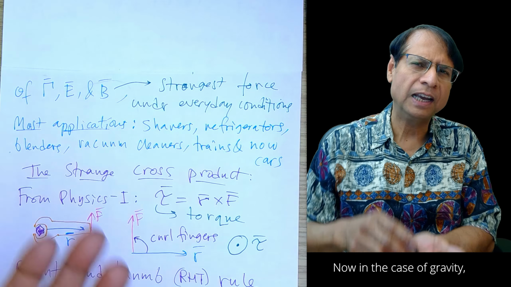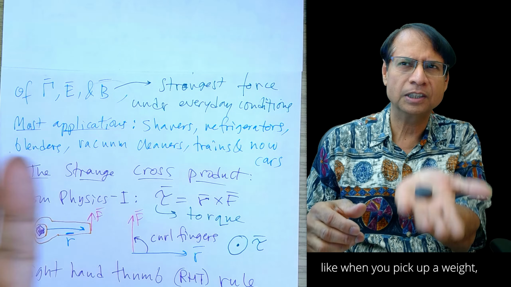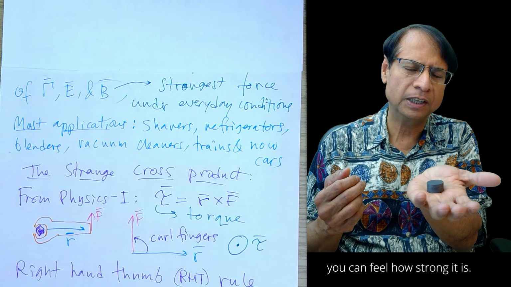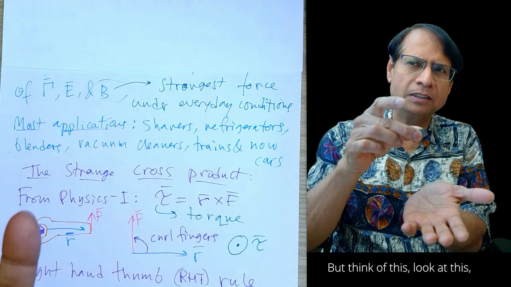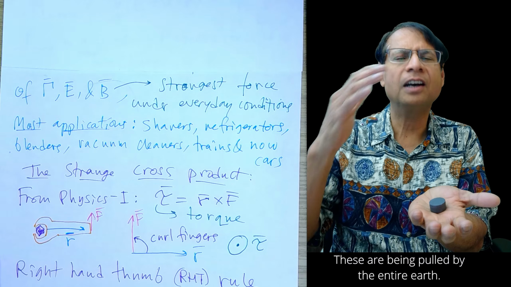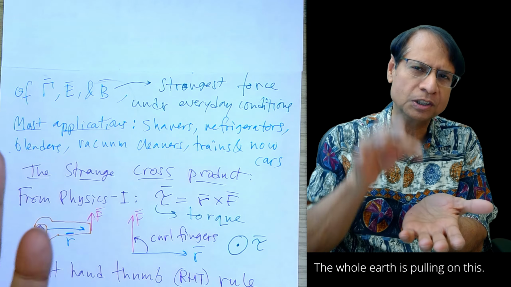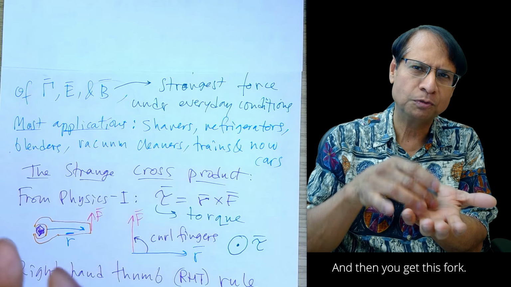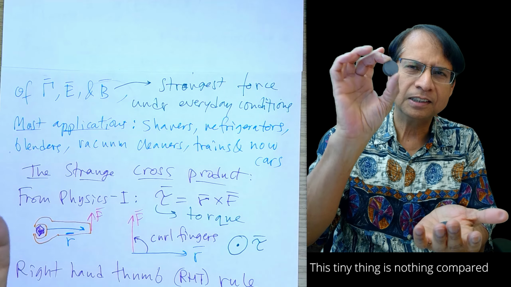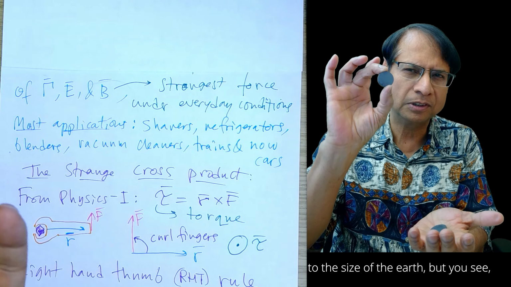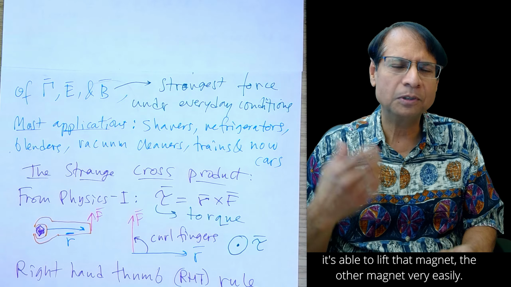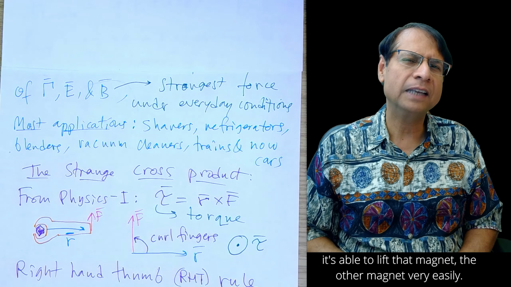Now, in the case of gravity, it may seem like a stronger force, like when you pick up a weight while exercising, you can feel how strong it is. But think of this. Look at this. This is a stack of 3 magnets. These are being pulled by the entire Earth. The whole Earth is pulling on this, and then you get this force. By comparison, look at how strong the magnetic force is. This tiny thing is nothing compared to the size of the Earth. But, you see, it's able to lift that magnet, the other magnet, very easily.